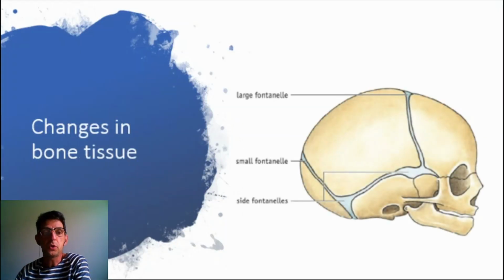Changes in bone tissue. When you were born you had more bones than you have now, because some of the bones have fused together. When you were born you had fontanelles, that is cartilage between the bones of the skull. After a year and a half this cartilage is gone and the bones have fused together to become one big bone. But there are more bones in your body that have fused together to become one bone, for example, the coccyx.